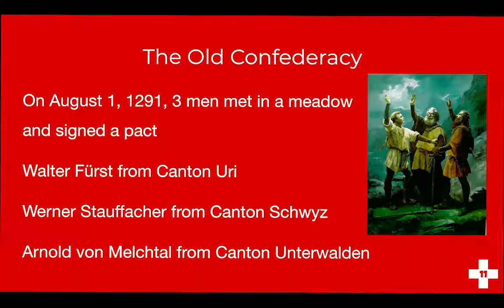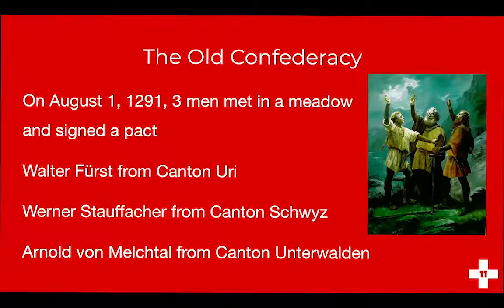This is called the Old Confederacy. This is the birth of the Old Confederacy. And it was basically born to facilitate free trade and ensure the peace among the most important trading routes through the mountains and over Lake Lucerne.